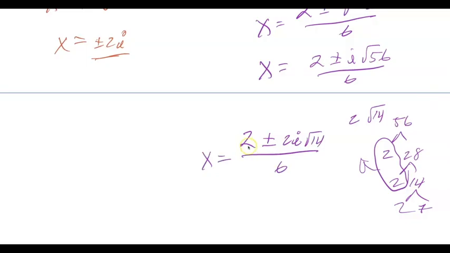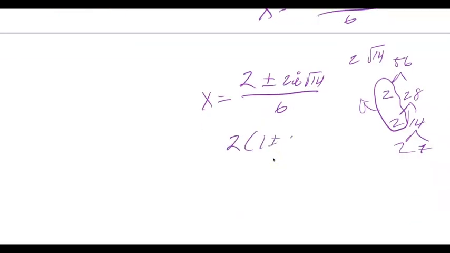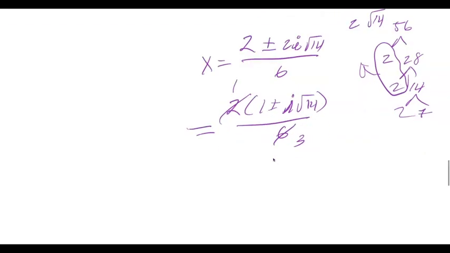And also I could reduce this. They both have a 2, so I can factor that out. So 1 plus or minus i square root of 14 over 6, which reduces to 1 plus or minus i square root of 14 over 3. That's the idea.